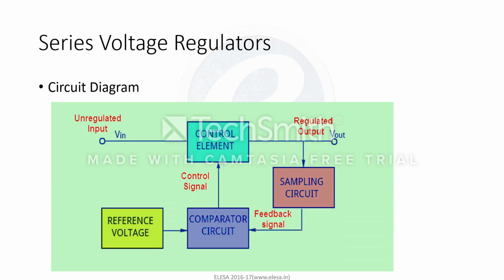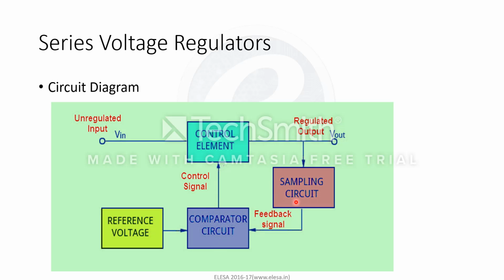We see the circuit diagram of series voltage regulators. This regulator is connected in series between the unregulated source and output regulated source. The amount of current drawn is effectively used by the load. This is the main advantage of the series voltage regulator. It consists of control element, reference voltage source, a comparator circuit and a sampling circuit.